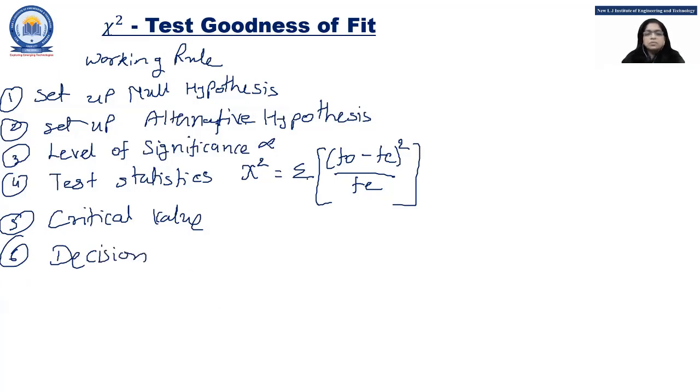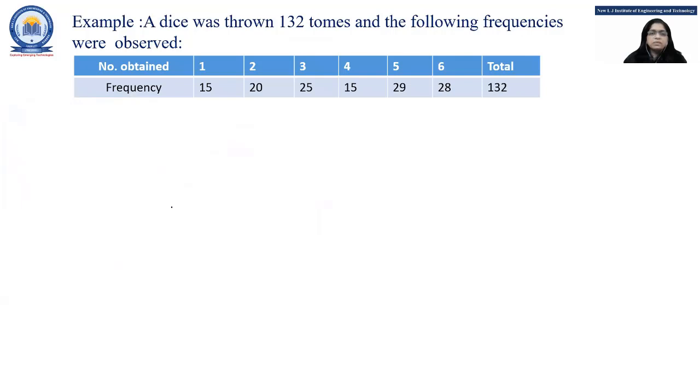Here the critical value is chi-square alpha, right? So before finding the critical value, you have to find the degree of freedom, right? And the corresponding value of chi-square for the given level of significance alpha, that is the critical value. For better understanding, we'll start with an example.